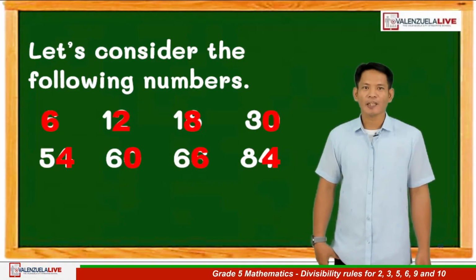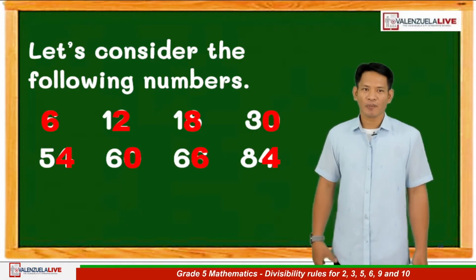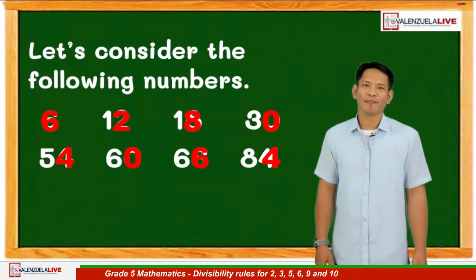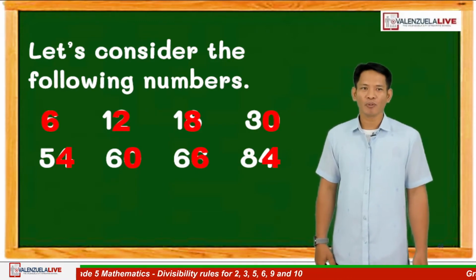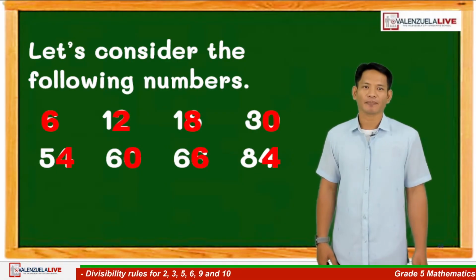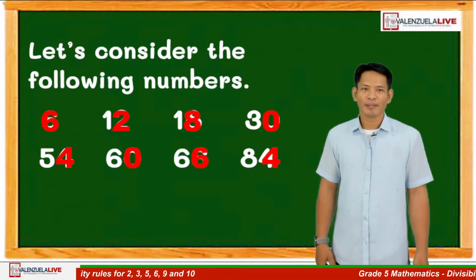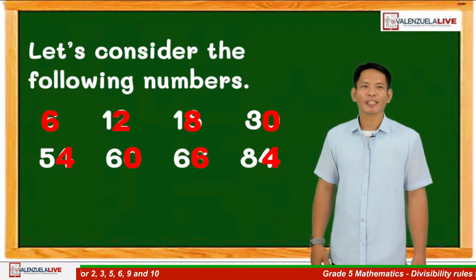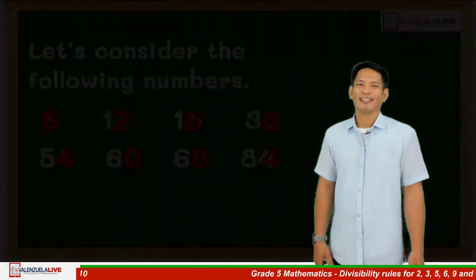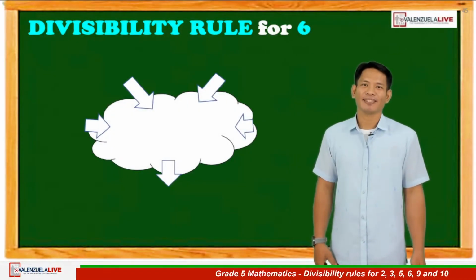Very good. These are numbers divisible by 2 because it is an even number. Aside from 2, what else? What number can be divided by these numbers? Very good. It is divisible also by 3. Okay. Let's have another example.